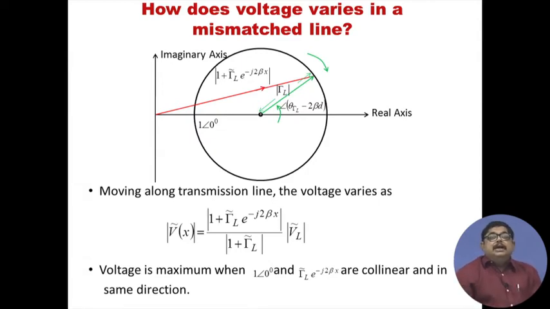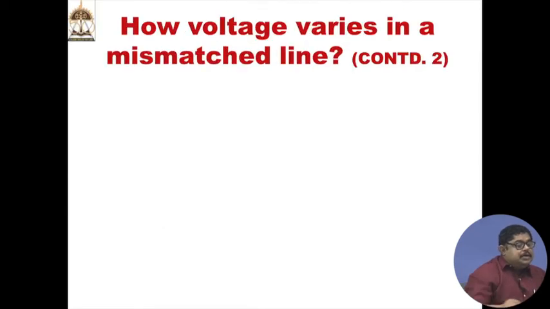That is changing the maximum value: when that red phasor falls on the real axis, that means it will be collinear with 1 angle 0. That means when both this red and green are collinear, you will get a voltage maxima. When they are collinear but opposite, that means after another 180 degree rotation, that green one will be oppositely directed to 1 angle 0. At that time we will get voltage minimum. So, voltage is maximum when those two are collinear and in the same direction.